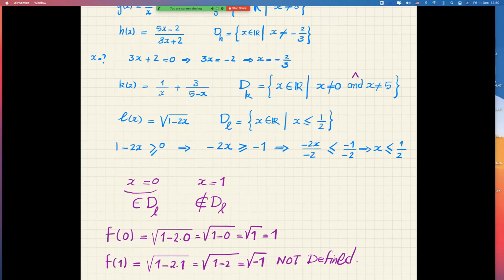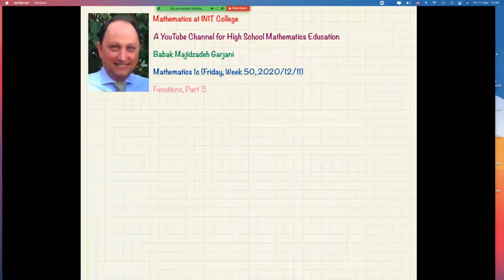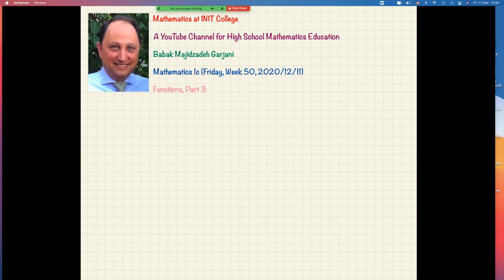Let me make it a little bit more challenging to see what you think about this problem now. So for example, let me write s of x equals the square root of x plus 2 times the 4th root of 1 minus x. What do you think the domain of this function is? Let us analyze the problem.